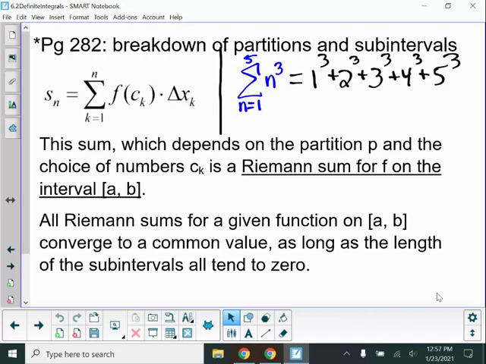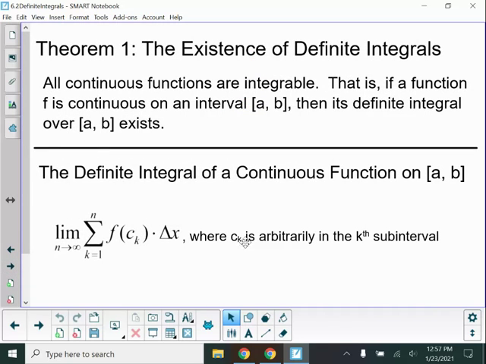Your Riemann sums are all going to converge to a common value as long as the length of the subinterval tends to 0. So remember before we did a couple of examples where the width was 1, we did a couple where the width was a fourth, sometimes the width is a half. As that width of your interval gets smaller and smaller and tends to 0, that's when your n is going to get really, really huge because you're making a huge number of slices. All of the Riemann sums are going to converge to some type of common value. And that common value is actually going to be the definite integral.